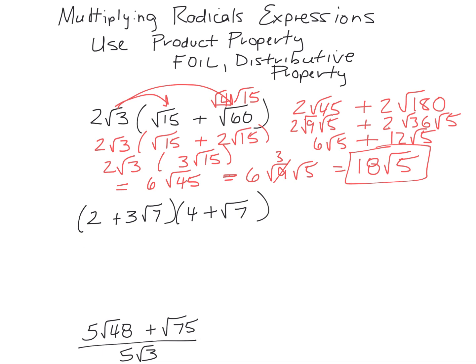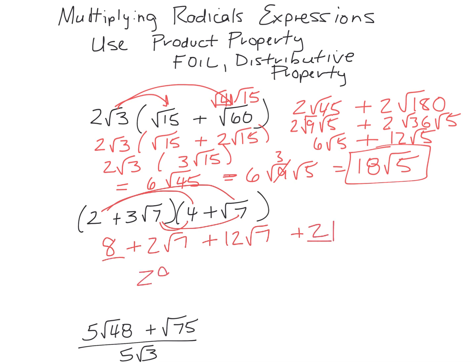Here I've got two binomials, so like we normally do, we're going to FOIL. So first terms would be 8. Outside terms would be 2 root 7. Inside terms would be 12 root 7. And then our last terms is 3 times root 7 times root 7. Root 7 times root 7 is simply 7. So that's like 3 times 7, which is 21. Now I combine like terms. So I'd have 29 plus 14 root 7, because those are like terms.